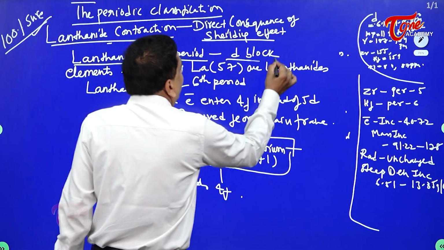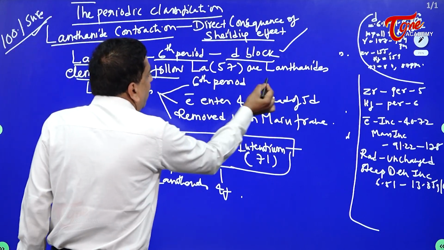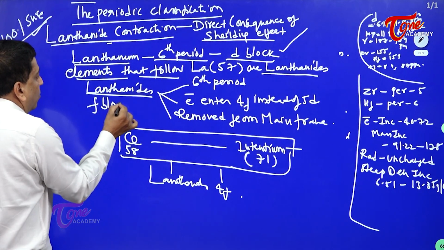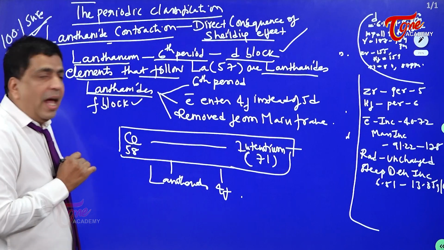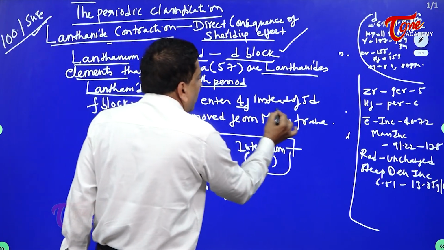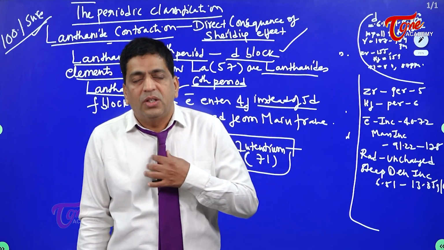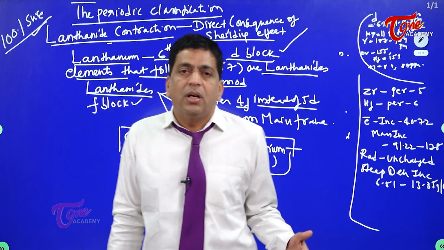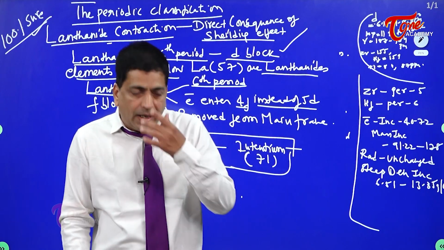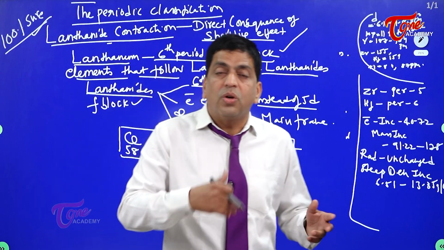Lanthanum is 6th period and it's D block. Elements that follow lanthanum are lanthanides, and lanthanides are basically F block elements. They belong to 6th period, and electrons enter 4f instead of 5d. People wanted to ask me this question: why must electrons enter 4f without entering 5d? That's a question people ask normally.